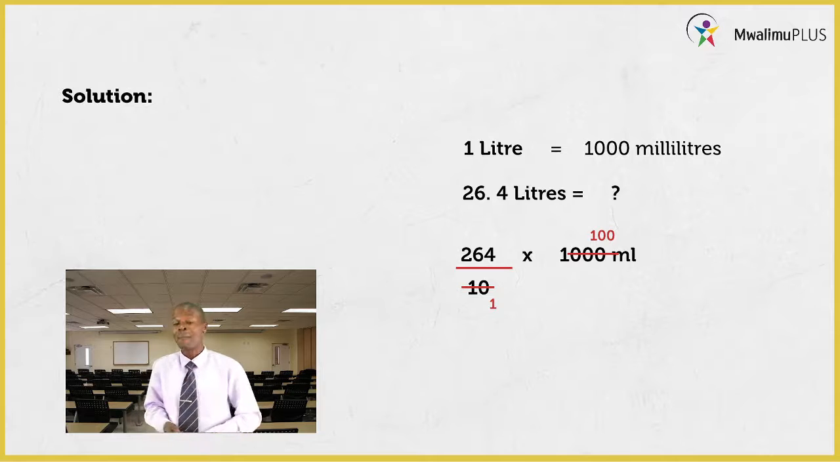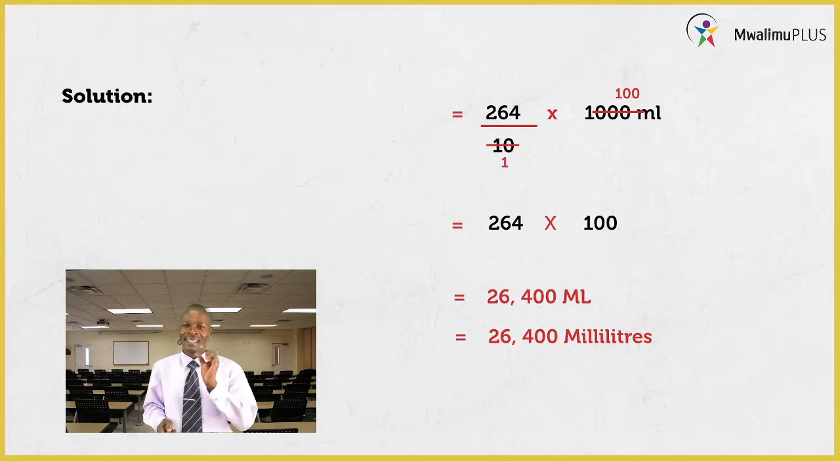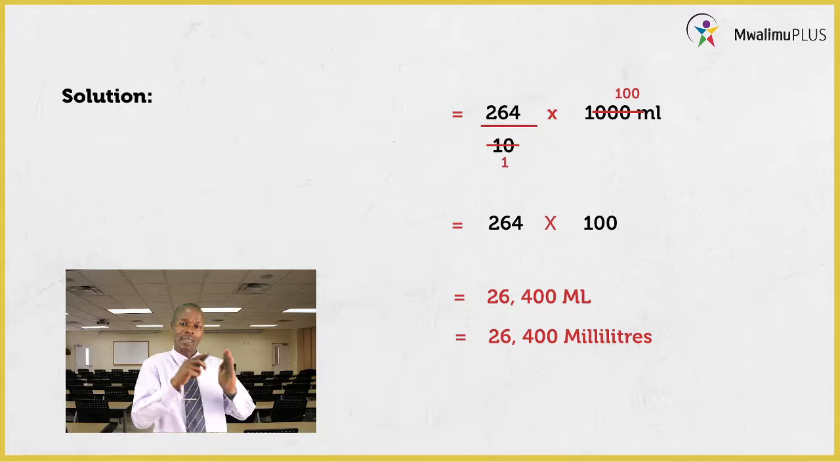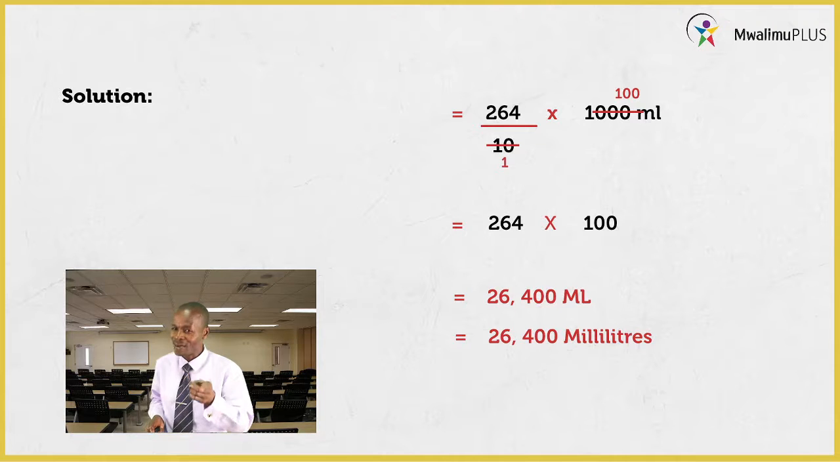Then you multiply by 1000. And you simply cancel that 10 once, and that 10 to 1000 will give you 100. Now multiply 264 by 100 ml to get a total of 26,400 ml. Once you've done that, you have now the milliliters. You've converted the 26.4 liters to milliliters. And what is the answer once again? 26,400 milliliters. That was a sample question.